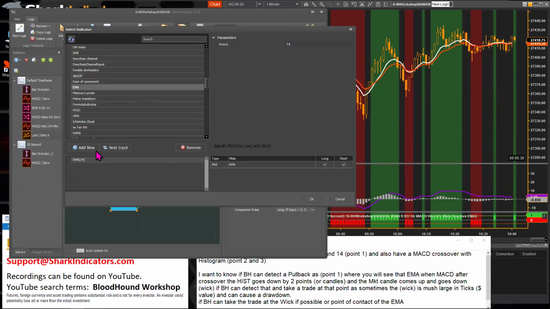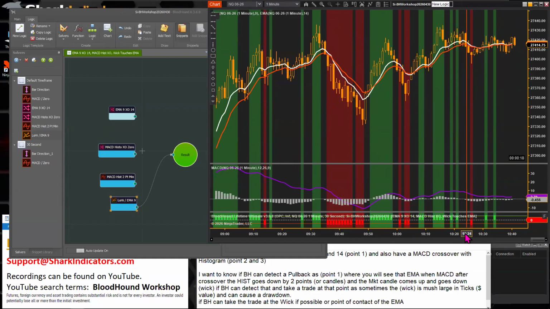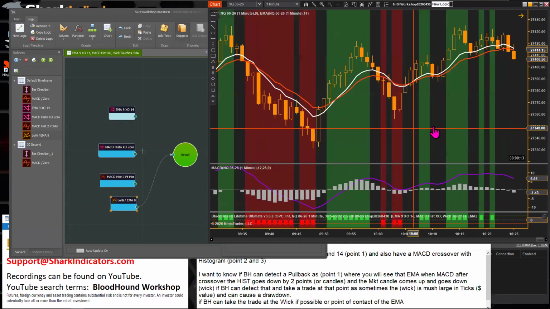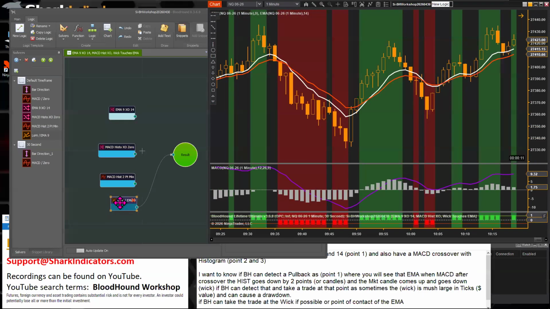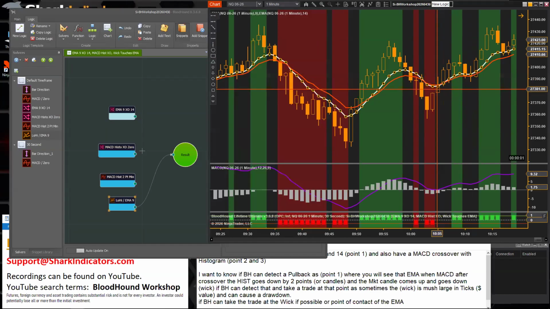All right, so let's grab our EMA, put in the 9 period, like so. Now, in this particular chart, we can see right now that all the bars that are touching the EMA 9, there's actually no output here.